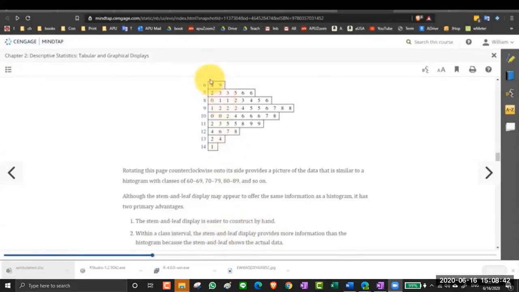So if we just had a histogram, we wouldn't see that this one was composed of 68 and 69. We would just say that there was a bar, a certain amount of data between 60 and 70. But here we can see exactly what data is between 60 and 70.